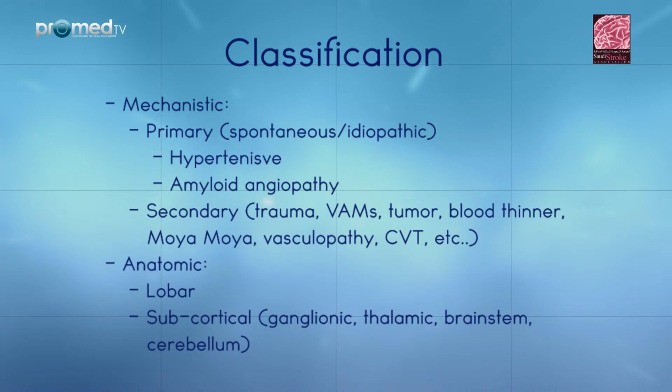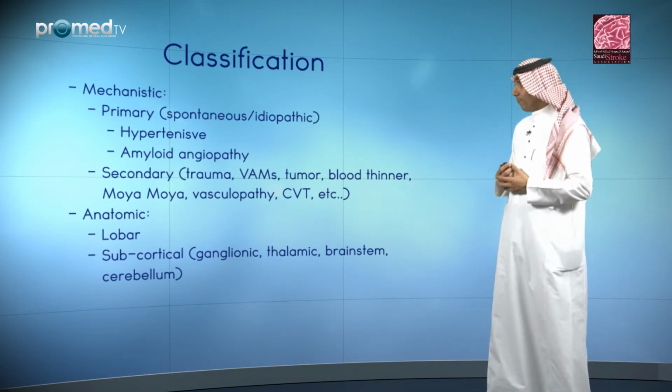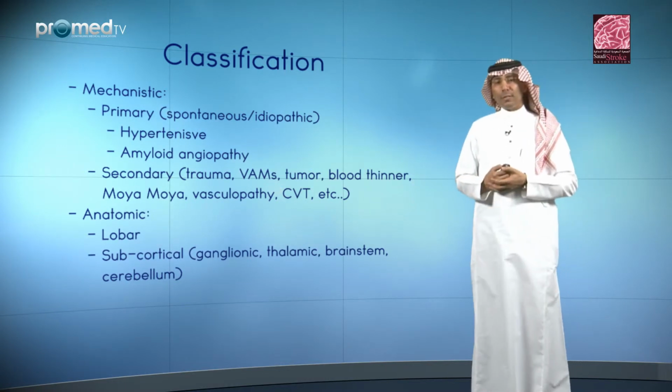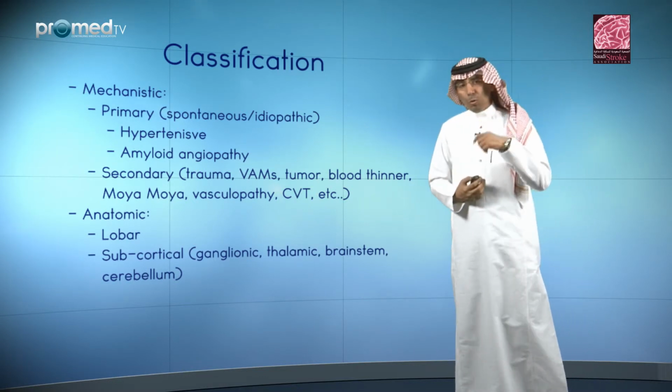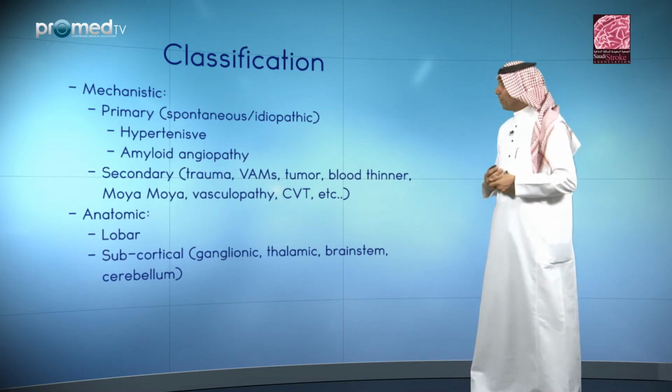The secondary intracerebral hemorrhage has many causes. The most common are trauma, vascular malformation, bleeding within a tumor, blood thinner or coagulopathy, moyamoya disease, vasculopathy, cerebral venous thrombosis, and so on. But there is another way of classifying intracerebral hemorrhage, and that depends on the location of the bleeding. That also has diagnostic and prognostic value.